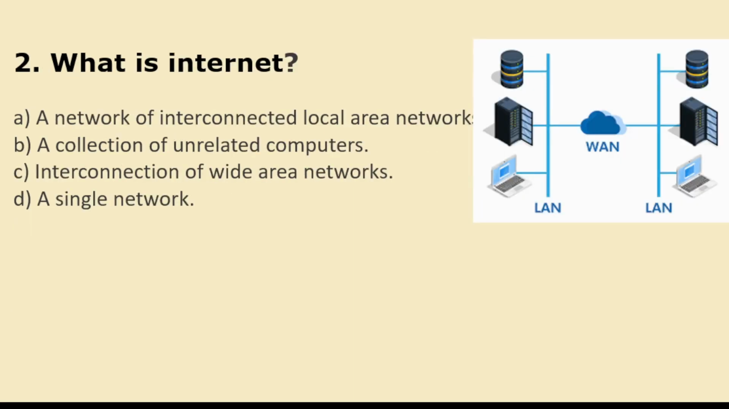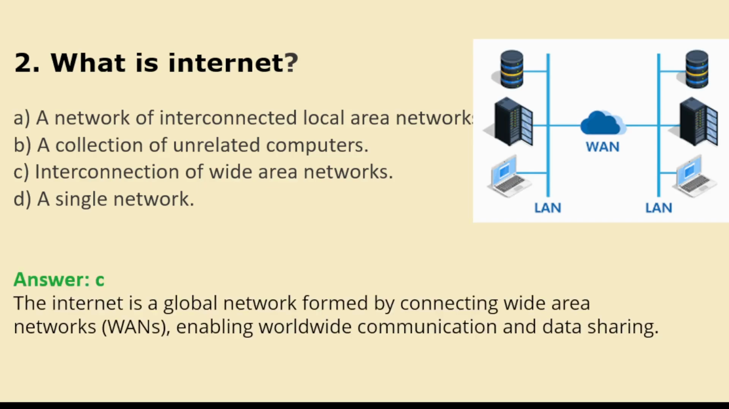Our second question is, what is Internet? A. A network of interconnected local area networks. B. A collection of unrelated computers. C. Interconnection of wide area networks. D. A single network. So the correct answer is C. The internet is a global network formed by connecting wide area networks, enabling worldwide communication and data sharing. There is a WAN at the center which is connecting different LANs. So this is referred to as the internet.